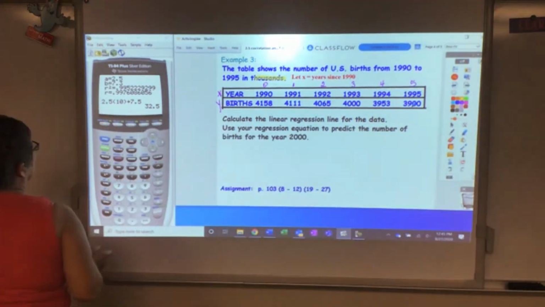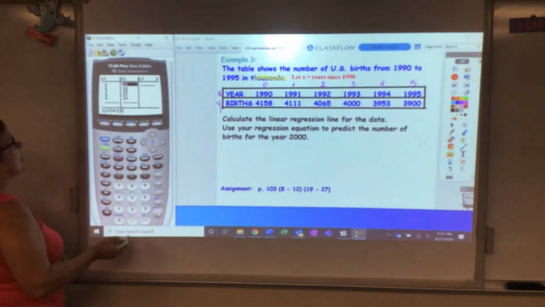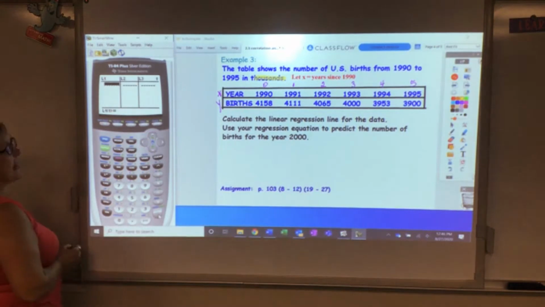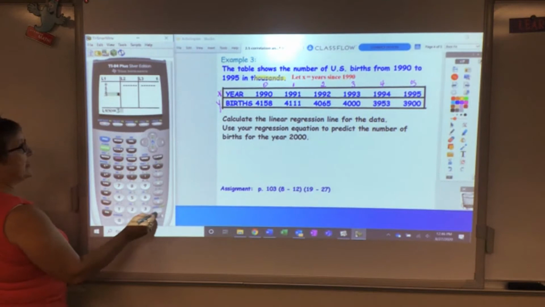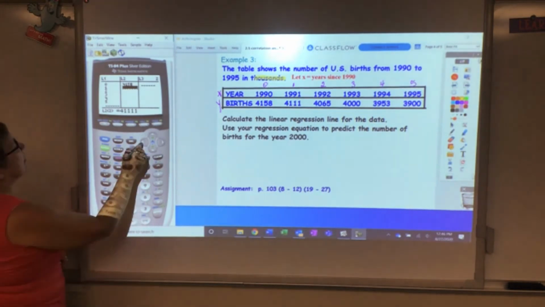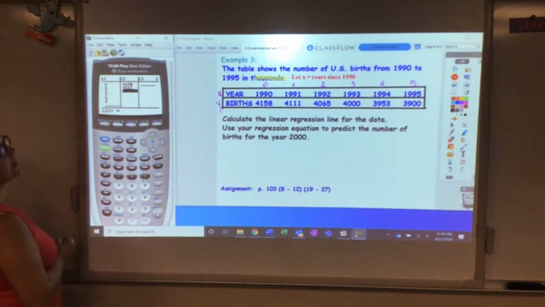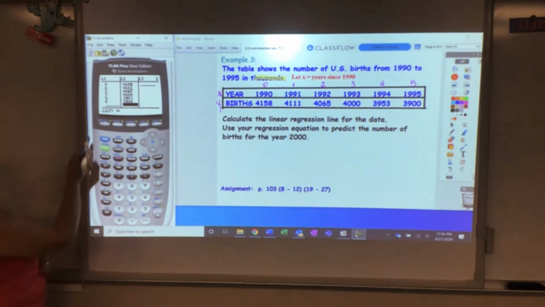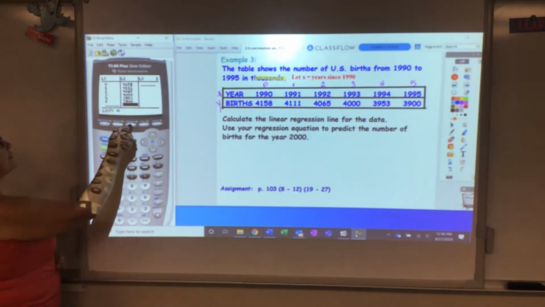So our first step, our regression: stat, edit, I'm going to clear my list. My x's are 0, 1, 2, 3, 4, and 5. My y's are 4158, 4111. I always have to check because I get a little clicker happy. 4065, 4000, 3953, 3900. Then, since my stat plot is on, I can just go right to Zoom 9.